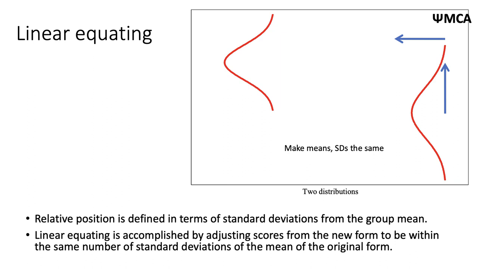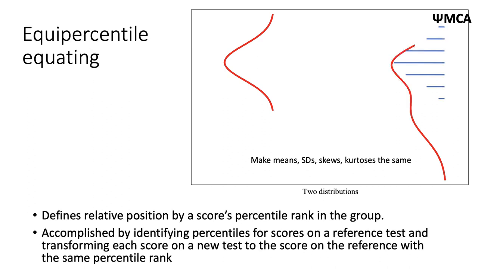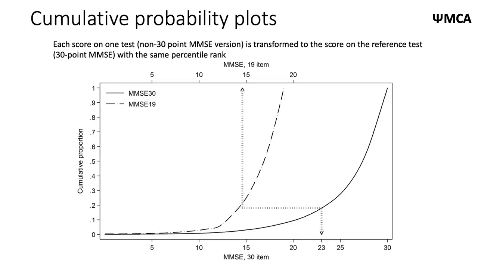If you've ever z-scored different variables, that's an example of linear equating. Equipercentile equating leverages not only the means and the standard deviations, but also individual percentiles. So if I've got what looks like a bimodal distribution up here, I can say that this is at the ninth percentile, and this score is also at the ninth percentile. So these scores that have the same percentiles, I'm going to fix them to have the same scores in my equipercentile equated score.